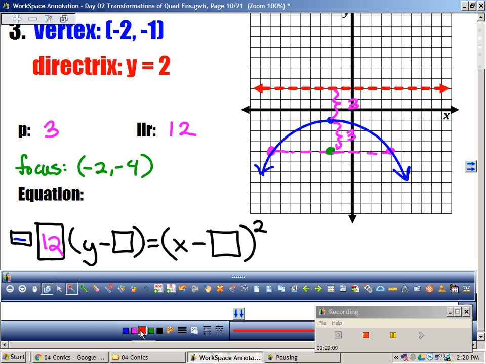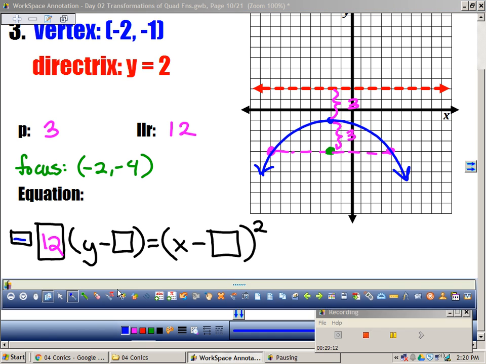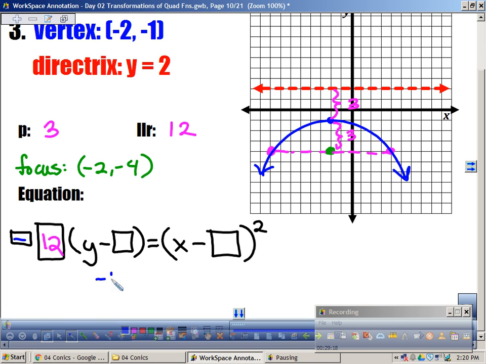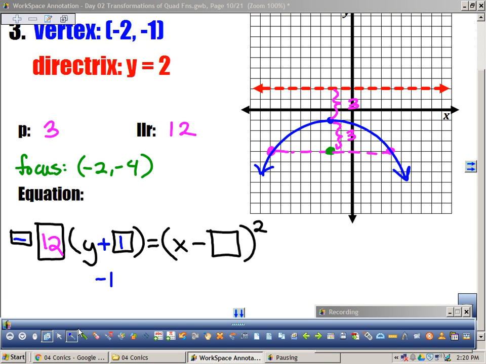You have to add 1. Why are we adding 1 for y? So you're telling me that my vertical shift is down 1, so this should be positive 1, right? Because it's opposite? Perfect. What about my horizontal shift, Rain? It's to the left 2, so this is going to be plus 2. Good, because you have to set them equal to 0.